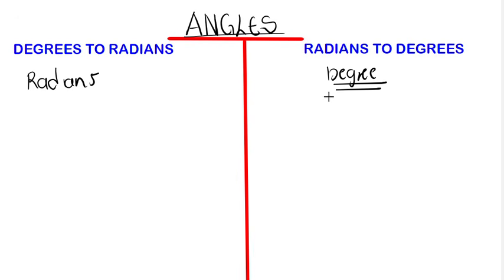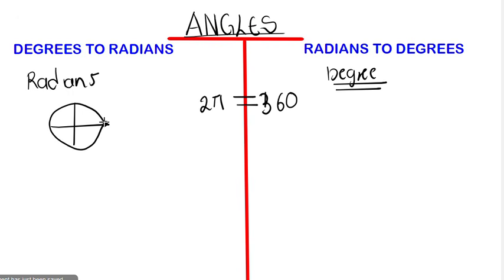What makes them different is the units. Radians are most of the time represented in the form of 2 pi, which is equal to 360 in degrees. When we move from this point all the way around, the whole angle is 360.